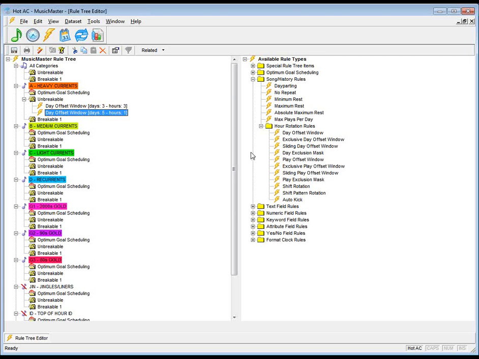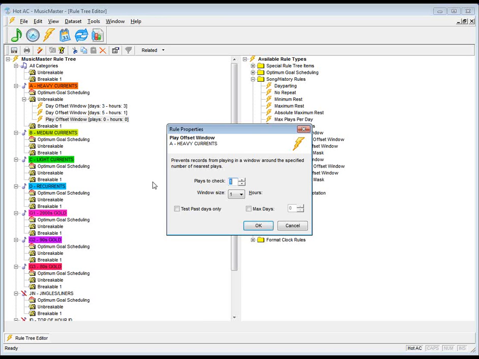Moving forward, we also have what's called play offset window, which works similarly to day offset, except we're not looking at past days and future days. We're looking at plays that occur. So a basic setting of 1 play in 1 hour says look at the last time or the next time the song is playing and make sure it doesn't appear in the same hour that we're scheduling now.